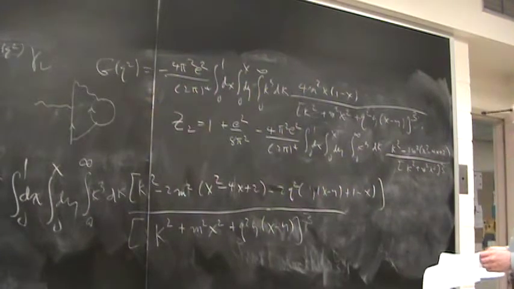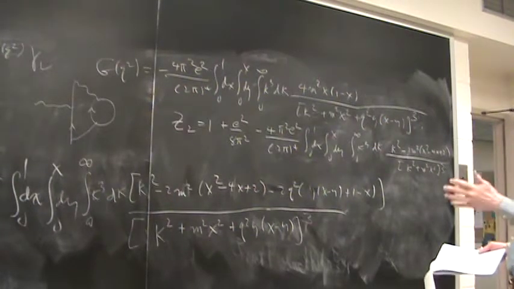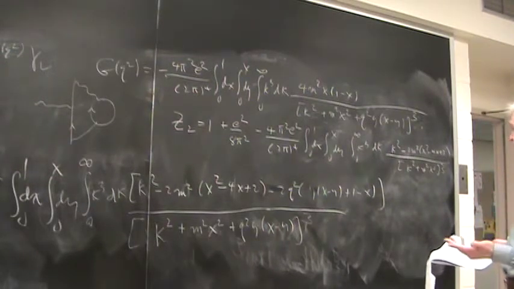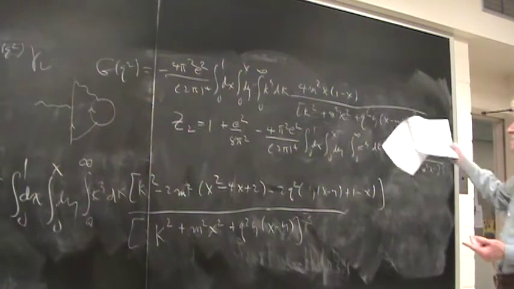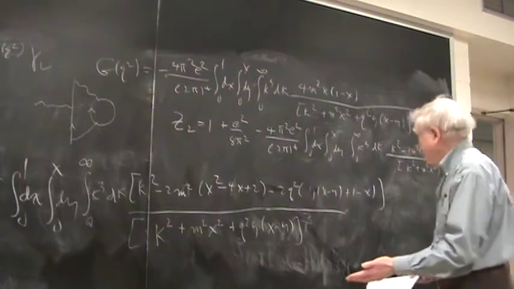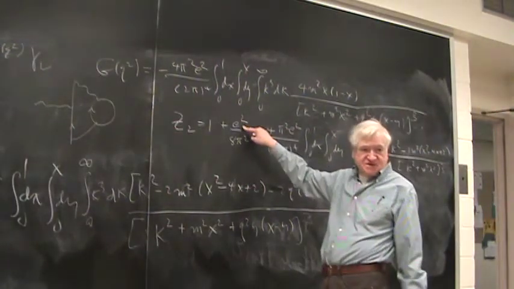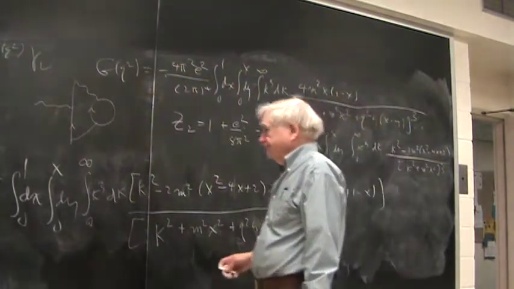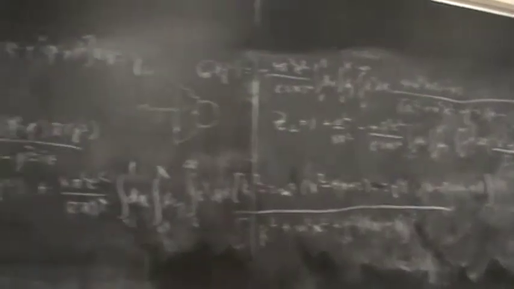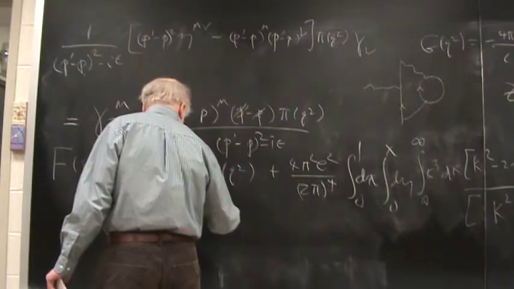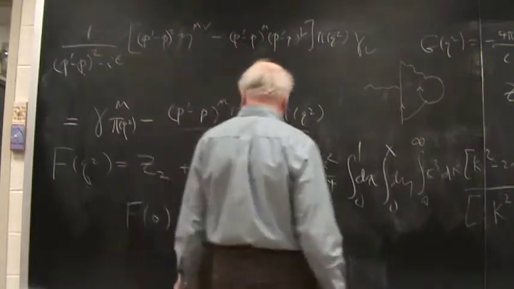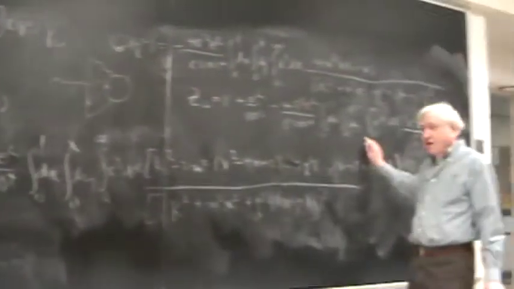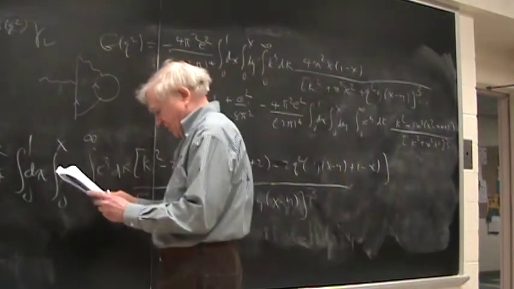we certainly want f of 0 plus g of 0 to be 1. G of 0 is finite, and we've already computed it. And so, in fact, this is minus g of 0. So the rule is that f of 0 plus g of 0, which is minus e squared over 8 pi, is equal to 1. This is f of q squared. Setting q squared equal to 0, we find out what z2 is, and that just gives us this. Once we've got z2, we then stick it in here, and we get an expression for f.